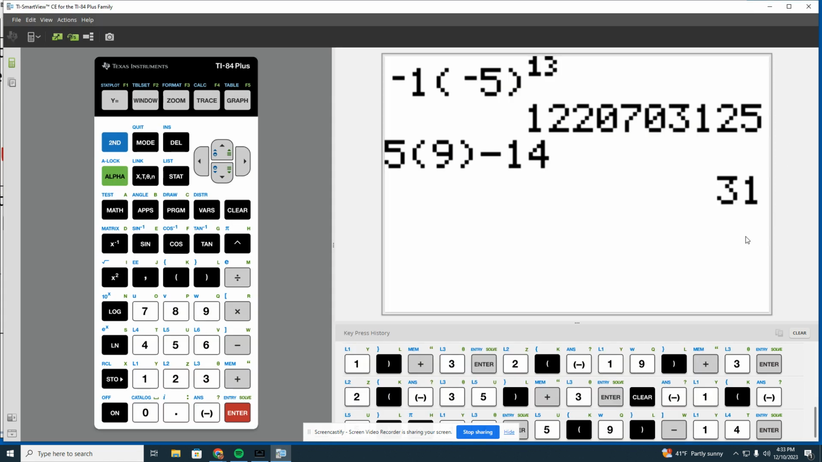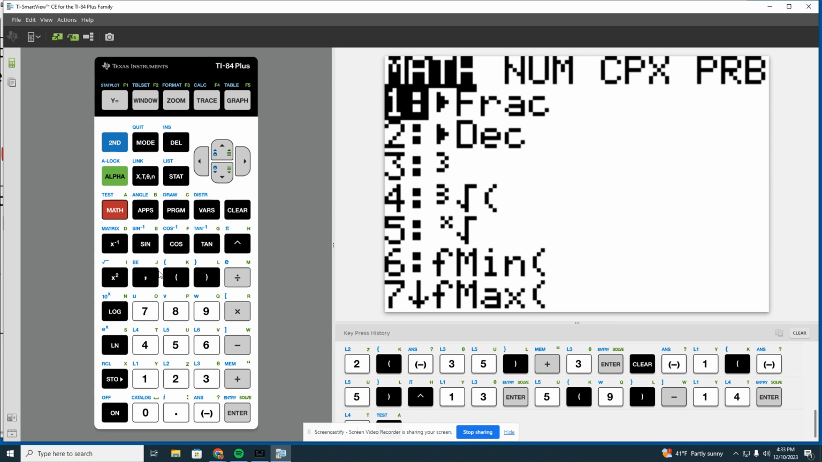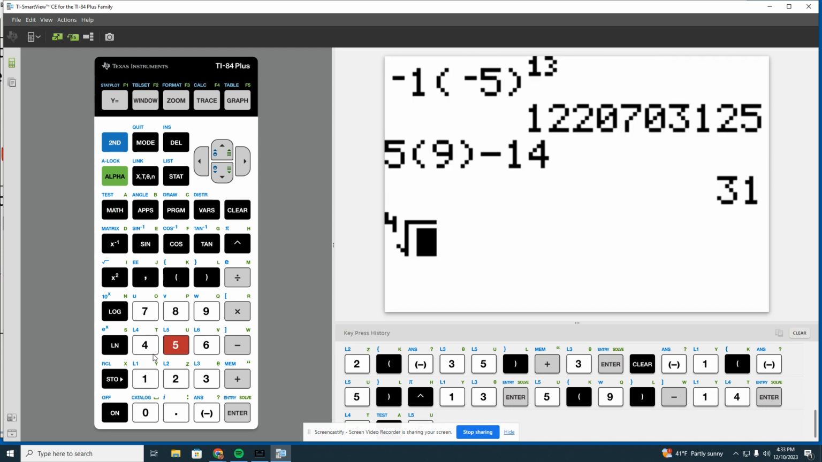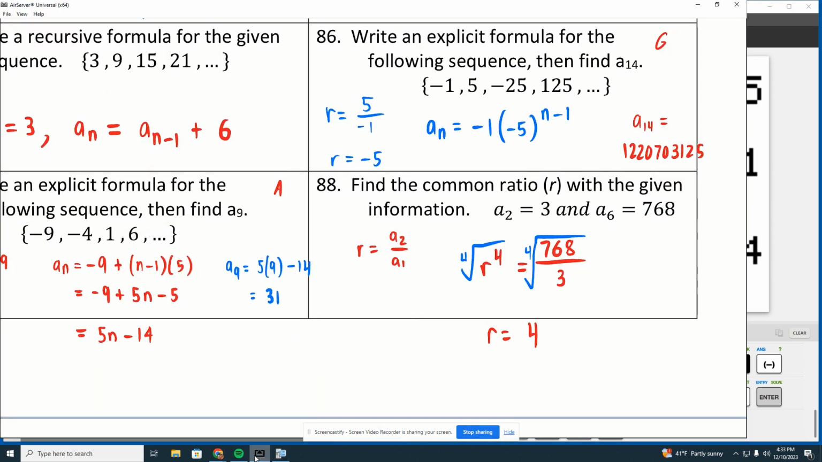So let me show you this. To do the fourth root, we're going to go 4, math, and then we're going to use x root of. Fourth root of, and then I'm going to do 768 divided by 3. And that answer is 4. My common ratio for this last problem is 4.